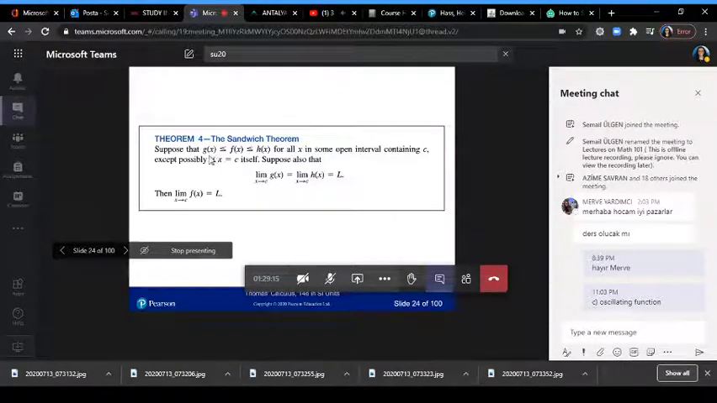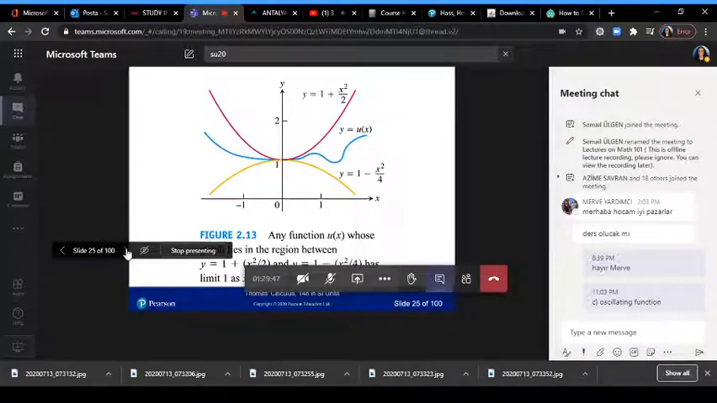So here we have three functions, g, f, h, and they are ordered like this on some open interval, and this interval contains the number c. Okay, and then let's say we know the limit of g as x approaches c is L, and the limit of h as x approaches c is also L. Then the limit of the function in between is going to be the same limit, L. Okay, this is the sandwich theorem.